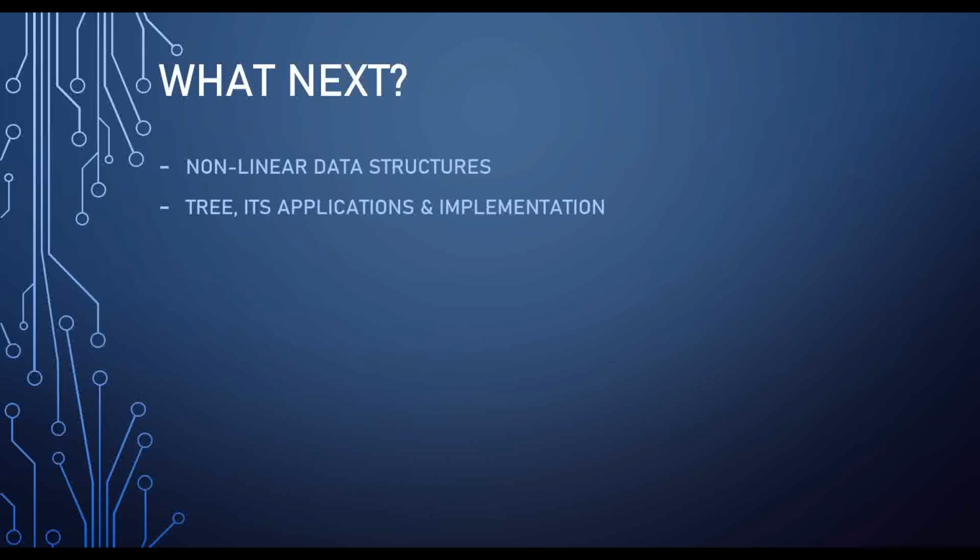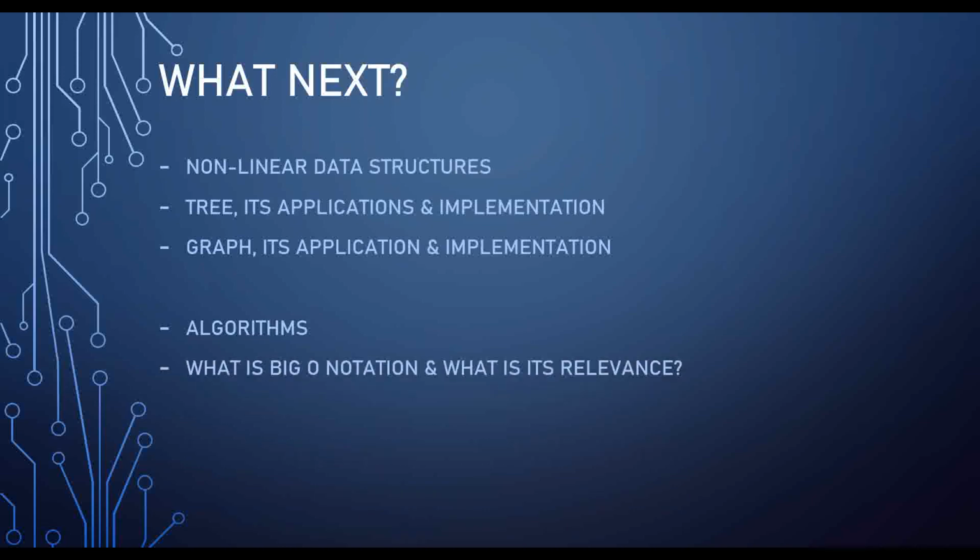We'll be looking at some non-linear data structures in the upcoming videos. We'll be looking at tree, we'll be looking at graph, and we'll also look at some algorithms closely. We often compare algorithms on the basis of big O notation, their time complexity, their space complexity. We will also see what are these and what is their relevance. How do we compute time complexity and space complexity of the code that we are writing? We will also look at what are these algorithms and how do we classify them. So stay tuned.